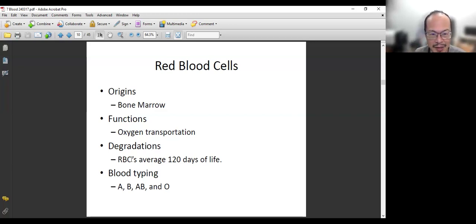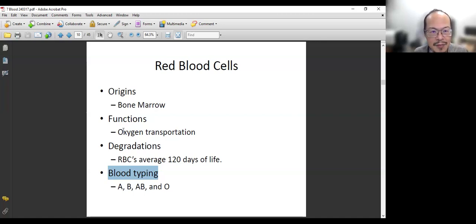Every RBC only has about 4 months of life. So it's a limited life, and they will die. And how do we deal with them? So we talk about that. Finally, we will talk about blood typing: A type, B type, AB type, O type. So that's that.